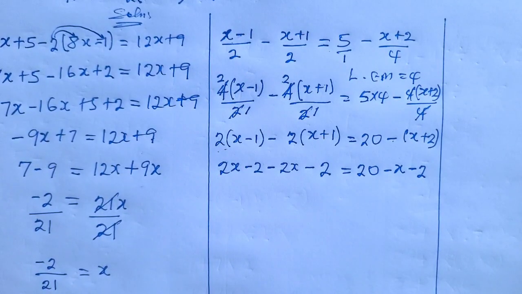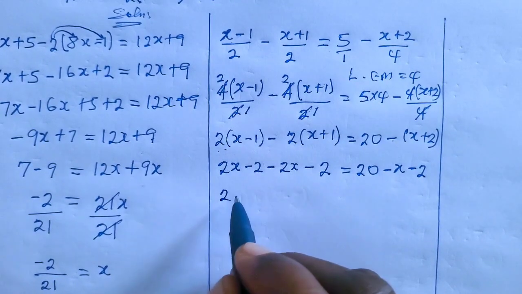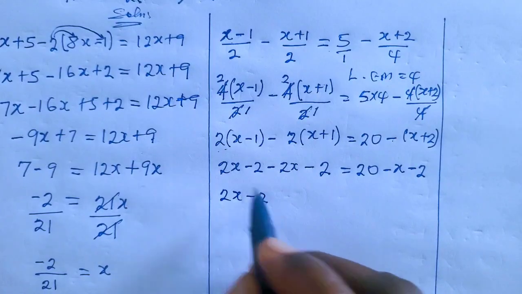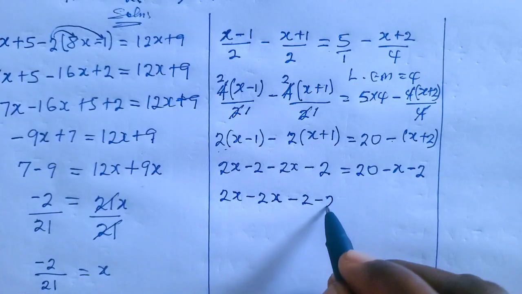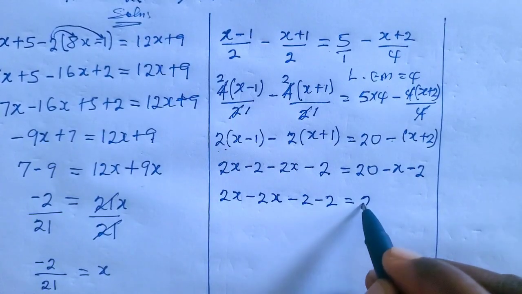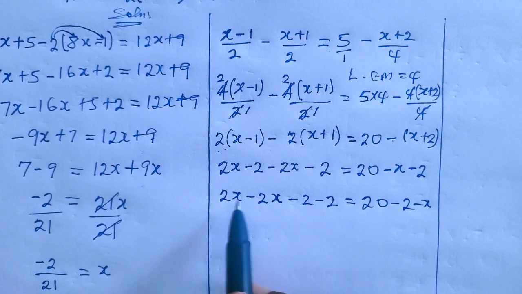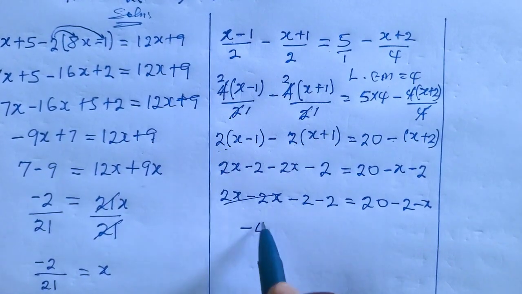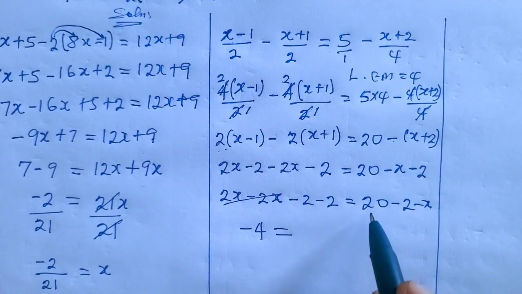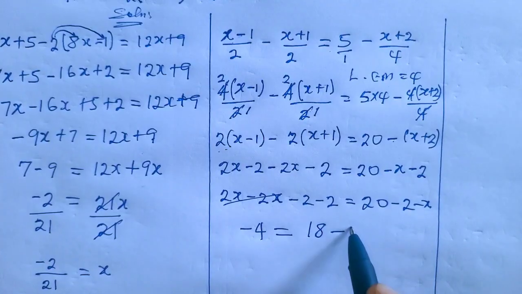Now the next step to be considered is to combine like terms, and this equation becomes 2x - 2. Then here we have minus 2x here. Then we have minus 2 minus 2 equals 20 minus 2 minus x. Then here 2x minus 2x, that is 0, and this is gone. And we have here minus 2 minus 2, that gives us minus 4. Then equals here 20 minus 2, that will give us 18 minus x.